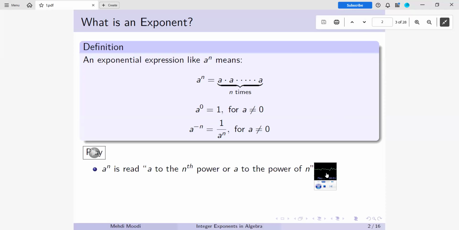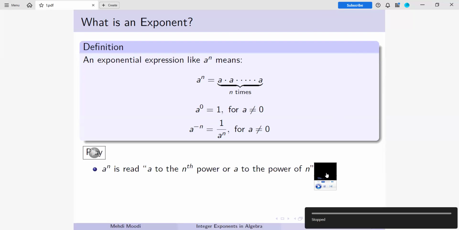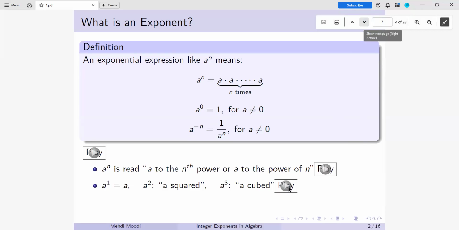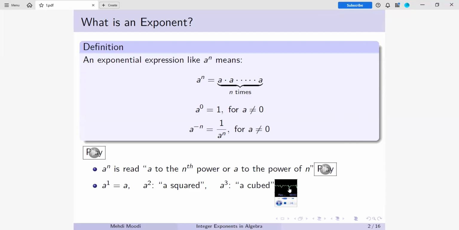A to the n is also read as a to the nth power or a to the power of n. I just use a to the n. I prefer to save power. A to 1 is equal to a. A to 2 is a squared and a to 3 is a cubed. We are lucky mathematicians stopped naming after 3.